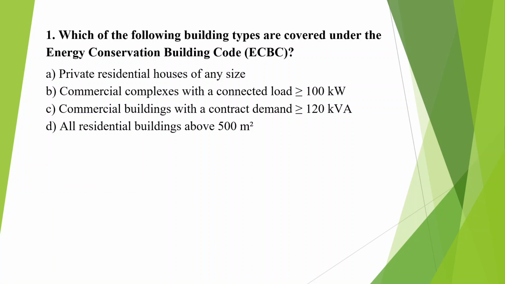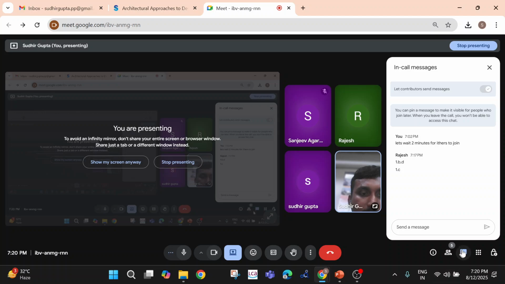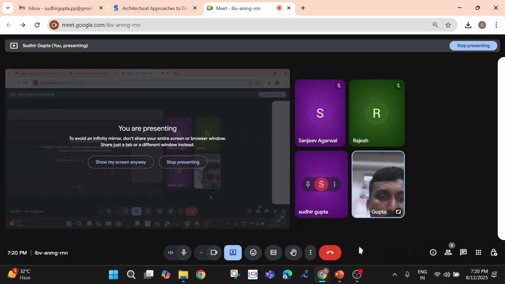That's why commercial buildings and complexes, option B and C, are the right answer for this question. If the question had been asked for the Eco Niwas Samhita, then we would have talked about residential houses and buildings. Got it? So can we move to the second question if all of you are fine? Yes, sir. Okay, here's the second question.